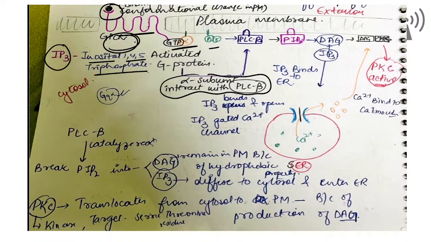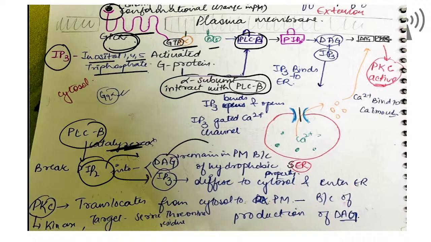After interacting with the PLC beta, what is there? You have PLC beta helping in the breakdown. See, PLC beta catalyzes the reaction where the PIP2 breaks into DAG and IP3. DAG remains in the plasma membrane so that it can stay over there because it has hydrophobic property.